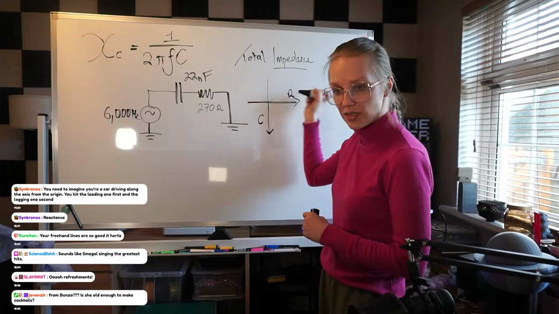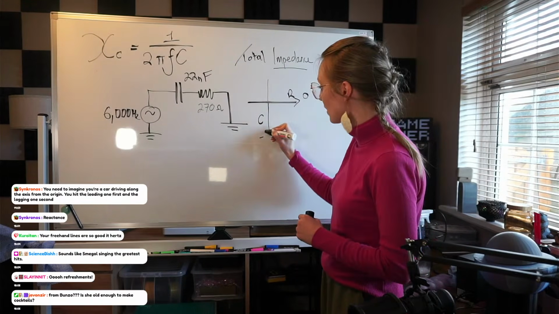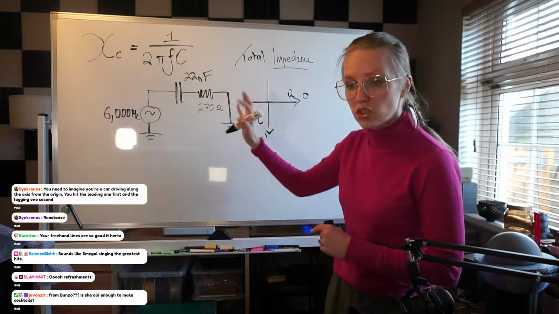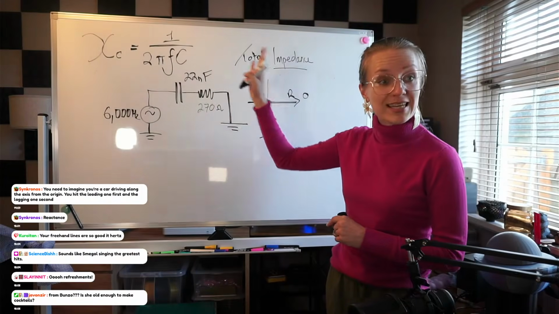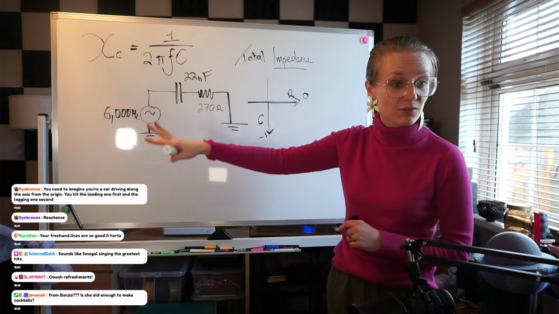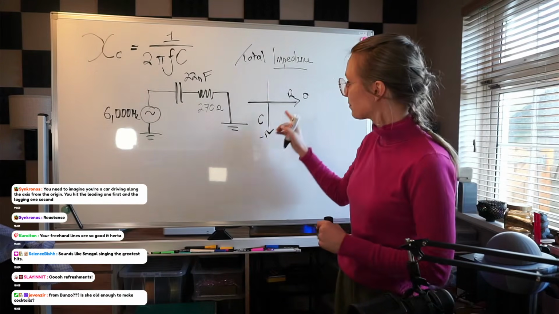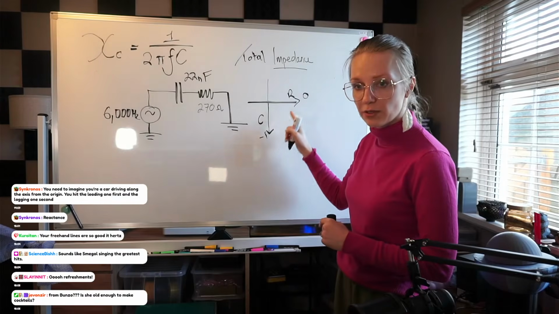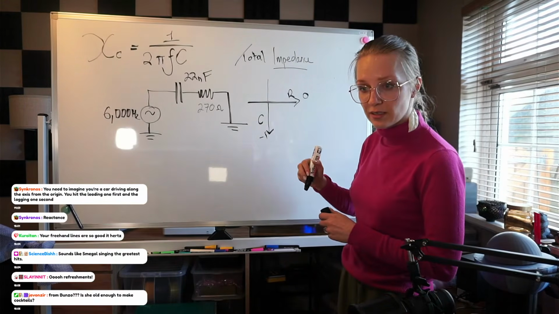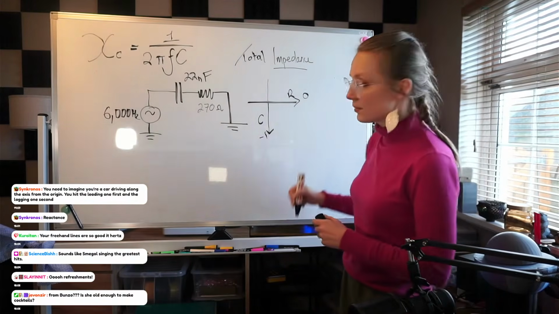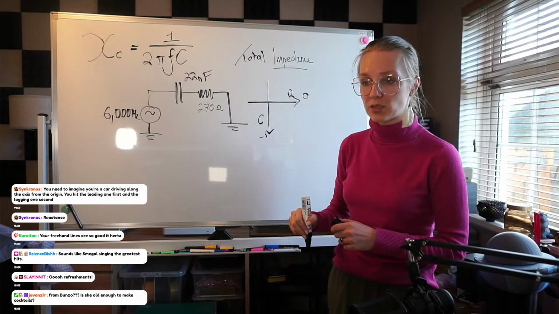The resistor is in this direction. This is 0. This is -1. So the source, or the net voltage, or the net reactance of our circuit has to be a combination of those both. If you combine a capacitor value and a resistor value together, you have to draw some line in between.